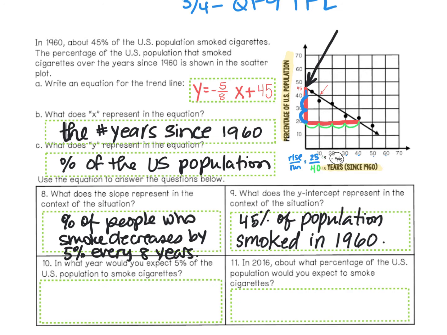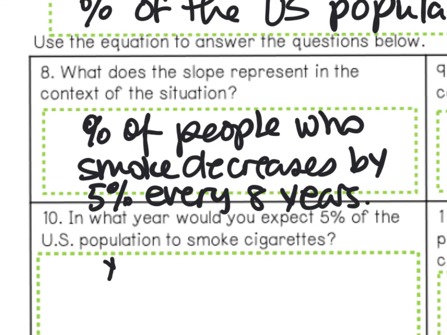So now it gets a little harder. Now we're going to have to use our equation that we came up with at the very beginning to answer some questions. So let me rewrite that equation first. Y equals negative 5/8 x plus 45. So there's the equation. Remember, x is representing the number of years, y is representing the percent. So here they're telling us the percent. We have to figure out the year.